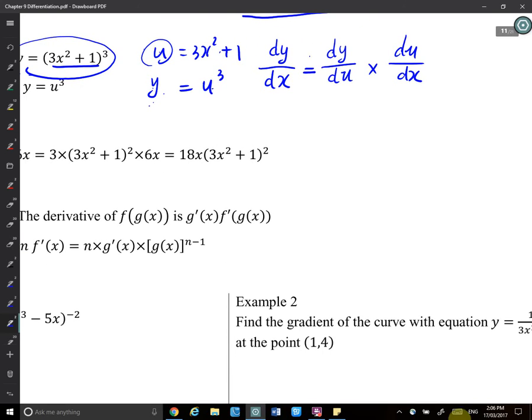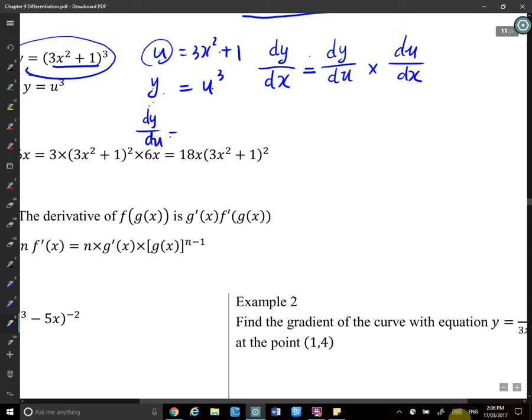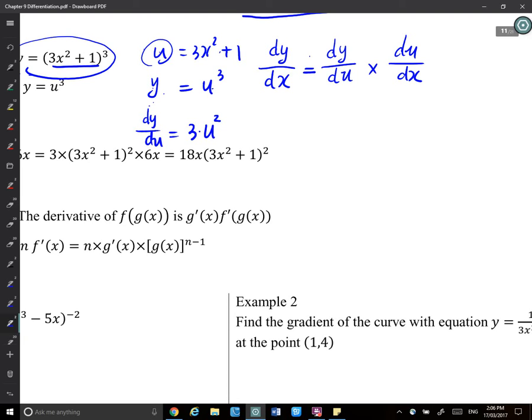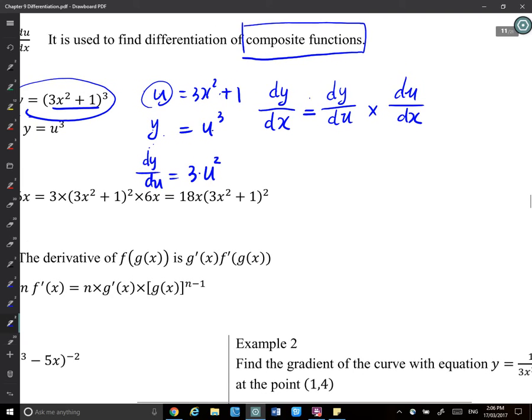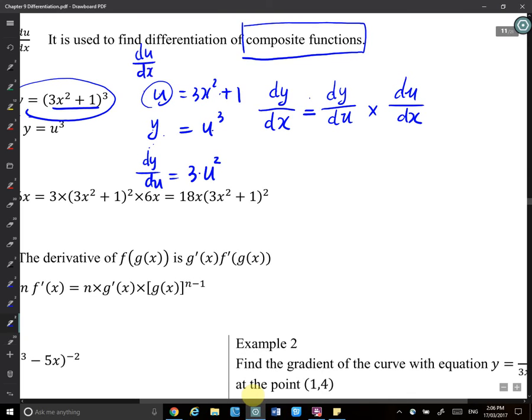So what is dy/du? dy/du is 3 times u squared. What is du/dx? du/dx is 6x. So dy/du is 3 times u squared, times du/dx, which is 6x. That will be 18x times u squared. What is u? u is 3x squared plus 1. So it's 18x times (3x squared plus 1) squared.